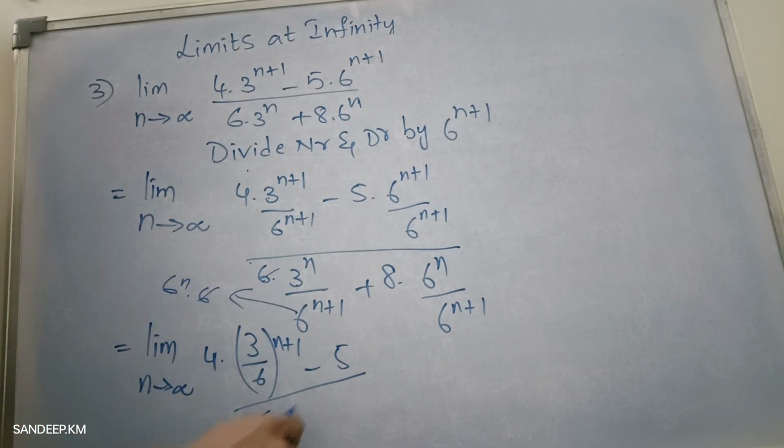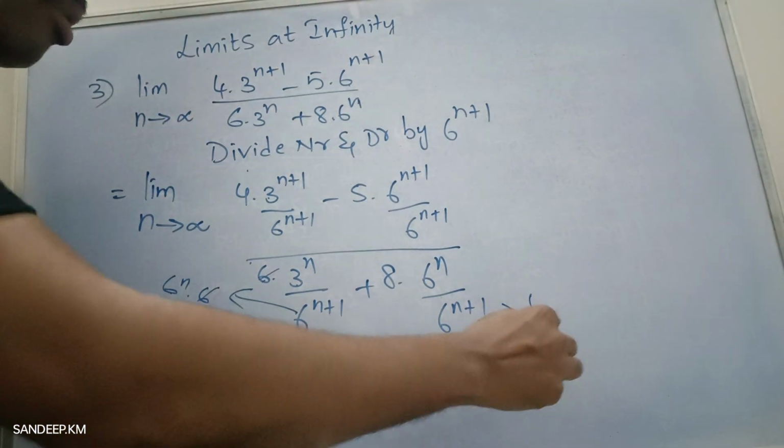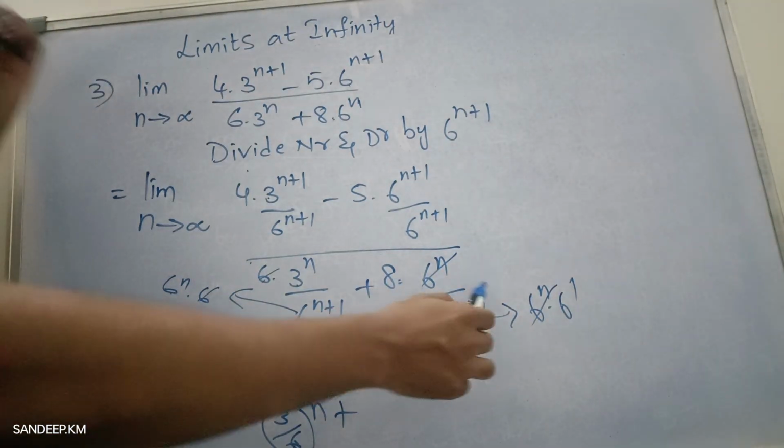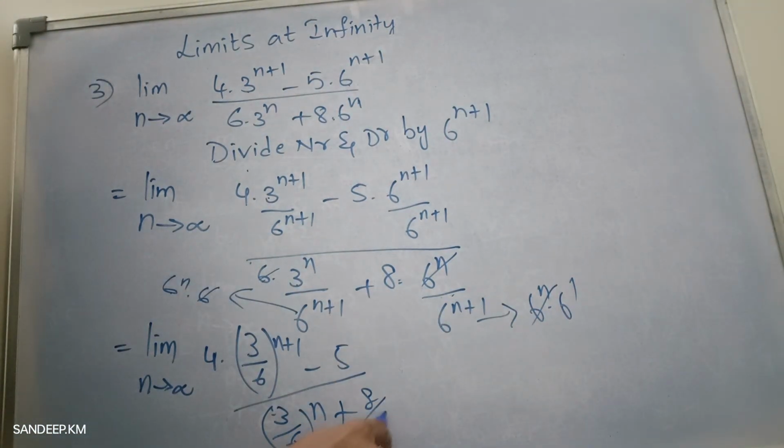3 power n by 6 power n is 3 by 6 whole power n. Okay now, then plus 6 power n into 6 power 1. 6 power n gets cancelled and you will get 8 divided by 6. So dear students, as you see, 3 by 6 is a proper fraction.